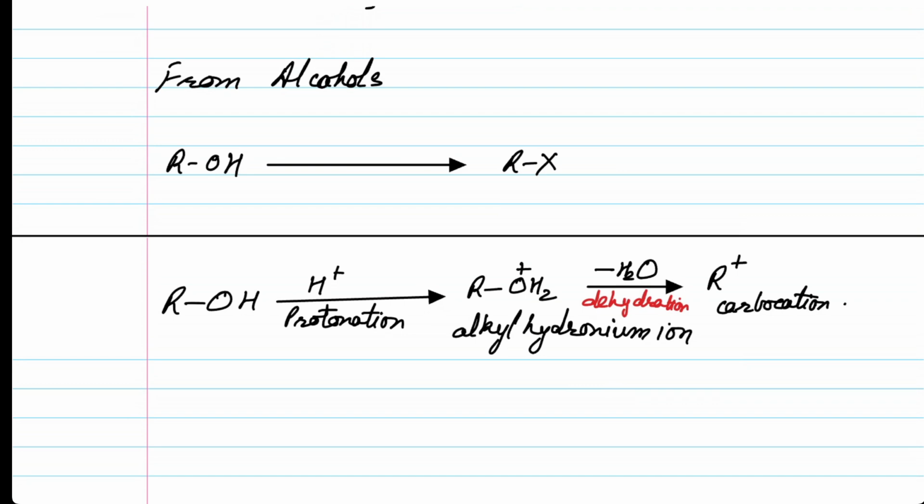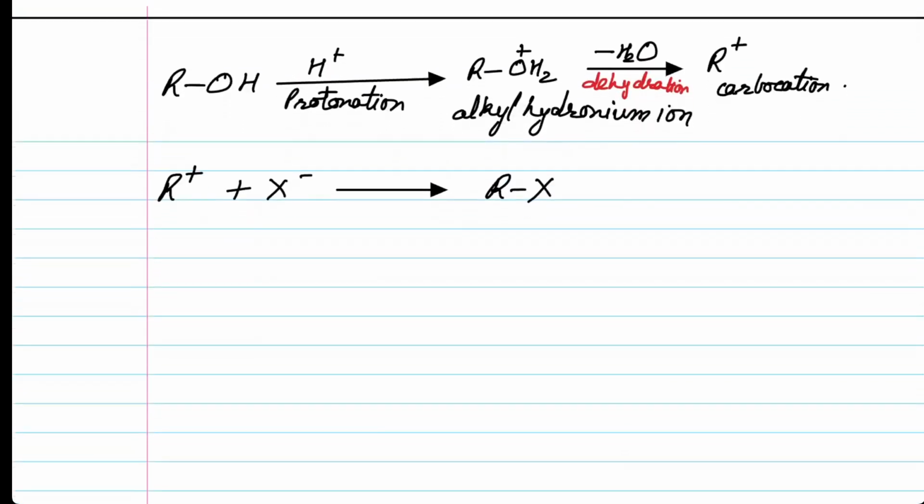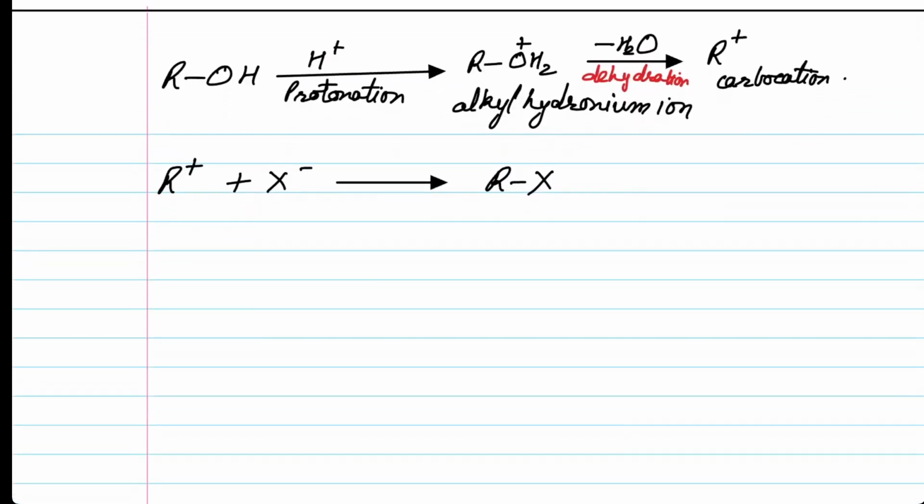So this carbocation has a capacity to react with X minus present in the system to give RX, that is the alkyl halide. Now we need to understand what are the various reagents which are capable of providing all these three things. That is, they are capable of protonating the alcohol, they are capable of dehydrating the alcohol, and they are capable of converting the carbocation formed into the alkyl halide. So these are the various steps. The various reagents that we use: we have the first reagent, and that reagent is called the Lucas reagent.